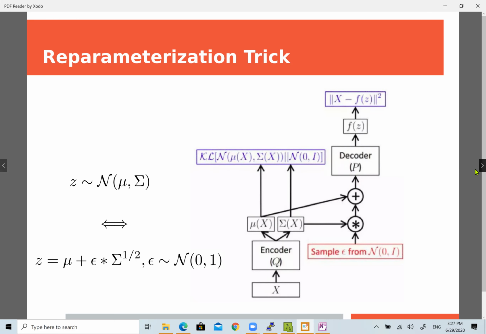Okay, so basically all above is the underlying mechanism for VAE. Do you have questions until now? If no, I can show you some results.